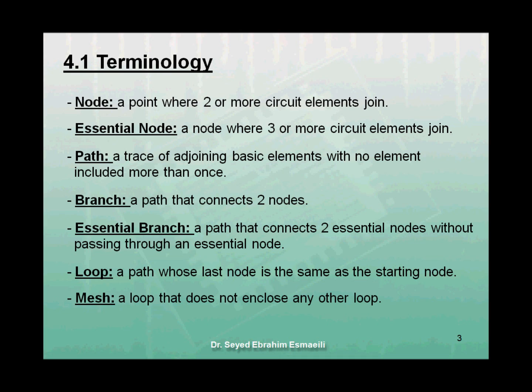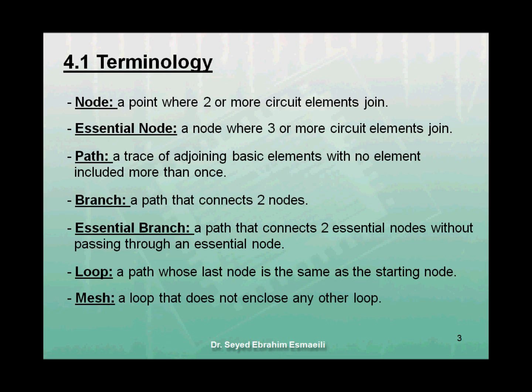To discuss the more involved methods of circuit analysis, we must first define basic terms necessary for a clear description of circuit features. These terms include the following. The node, which is a point where two or more circuit elements connect. An essential node, which is a node where three or more circuit elements connect.